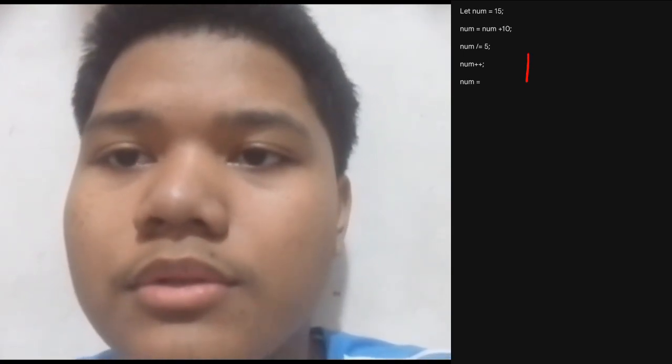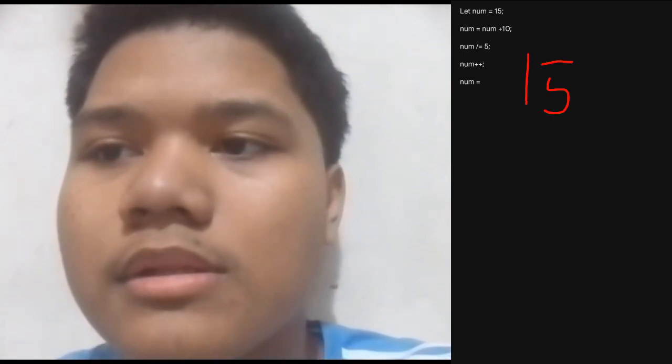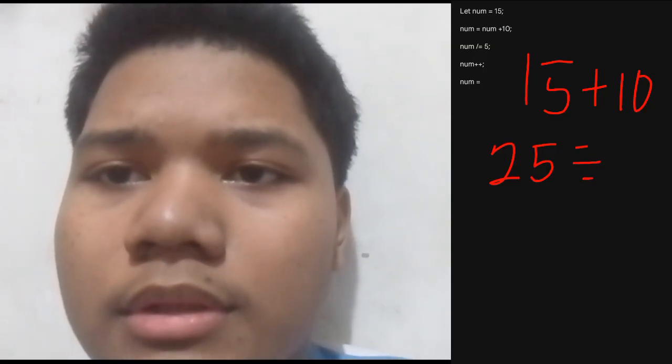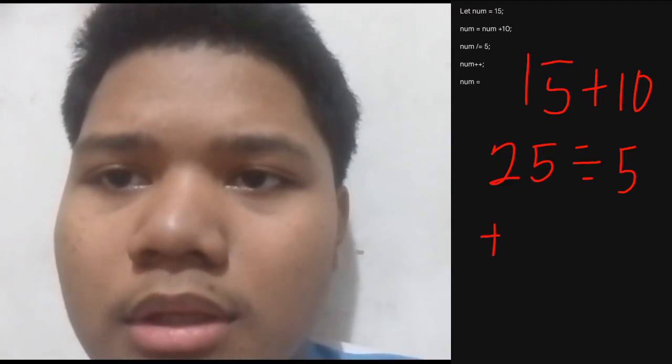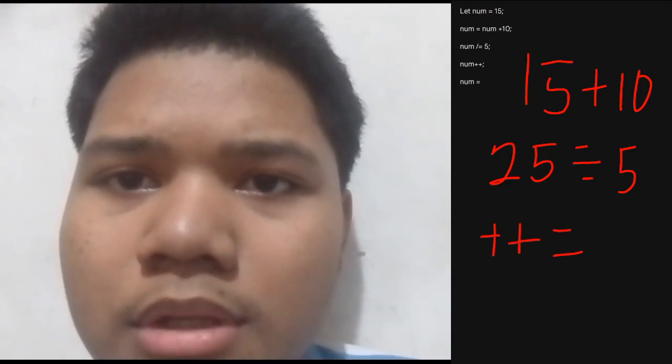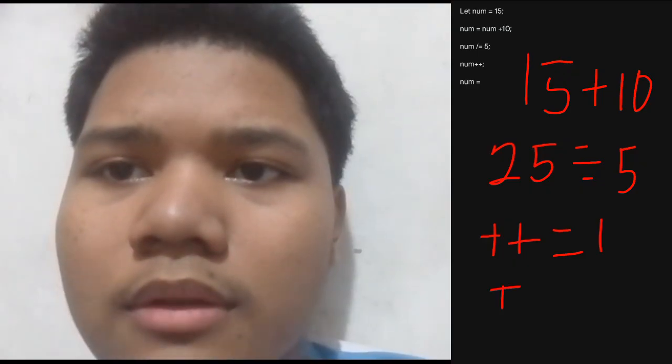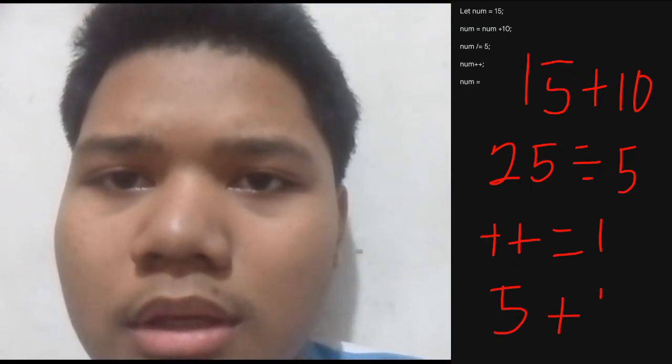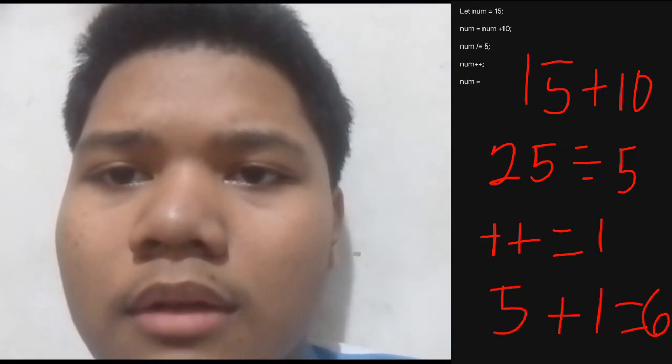Today, we will discuss how to determine the new value of a variable after it passes through a series of programming statements. First, the value of the number is 15. Then 10 is added to the number, so it becomes 25. Next, the number is divided by 5, so 25 divided by 5 equals 5. After that, we use the increment operator, which adds 1 to the current value. Since the value is 5, adding 1 makes it 6. Therefore, the final value is 6.